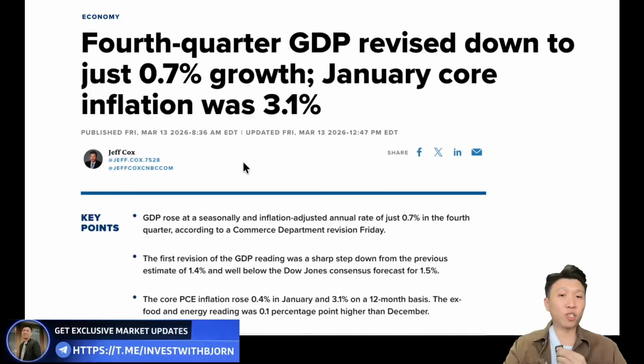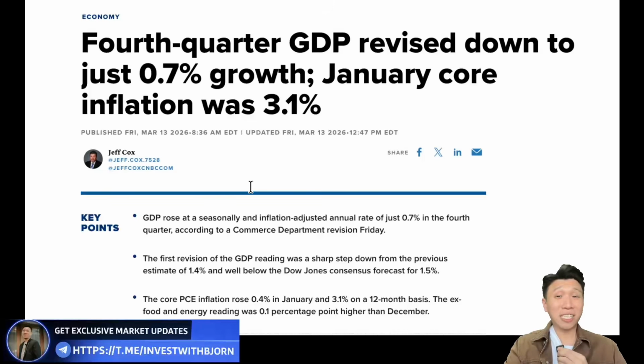Now, what is the market looking at? The market is now focused on future inflation risk, especially if energy costs continue rising. But something interesting, something concerning as well, is that the fourth quarter GDP growth was actually revised down to just 0.7%, as you can see over here. And this shows weaker momentum than previously expected.